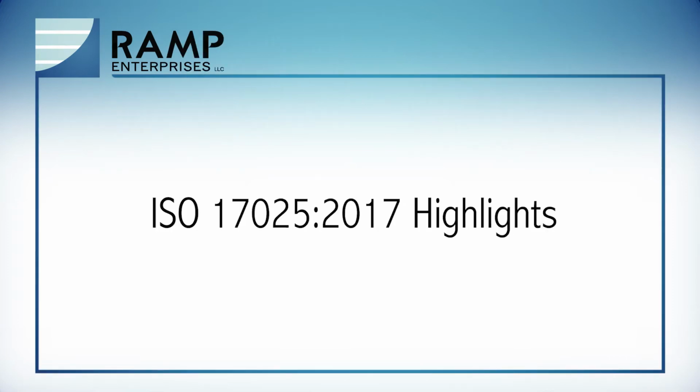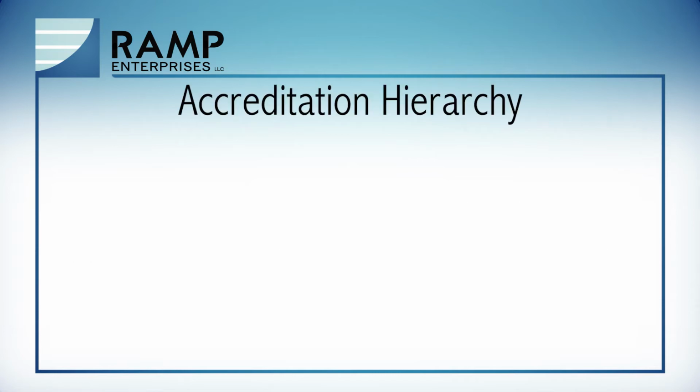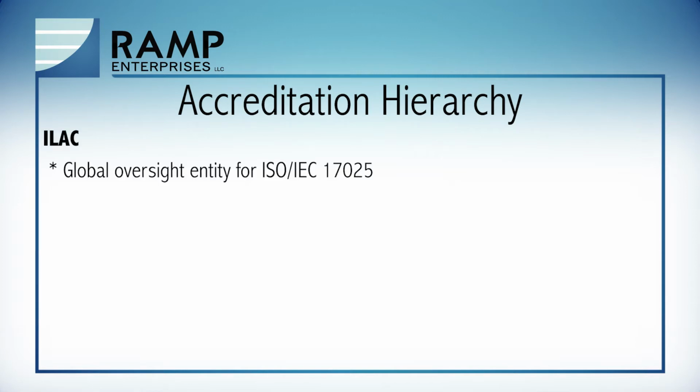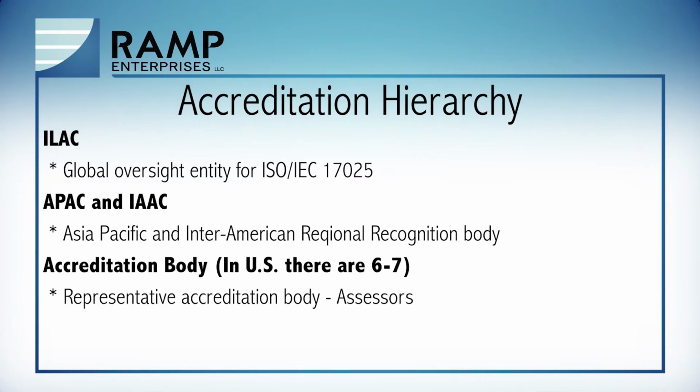Okay, here we go. ISO 17025:2017 highlights general requirements for the competency of testing and calibration laboratories. Now, here's the accreditation hierarchy, just in case you were interested. There's an association called ILAC. They provide the global oversight for the ISO 17025 quality management system structure. Below ILAC is the APAC and the IAAC. This is Asia Pacific and Inter-American Regional Recognition Bodies. Below that is the accreditation body.